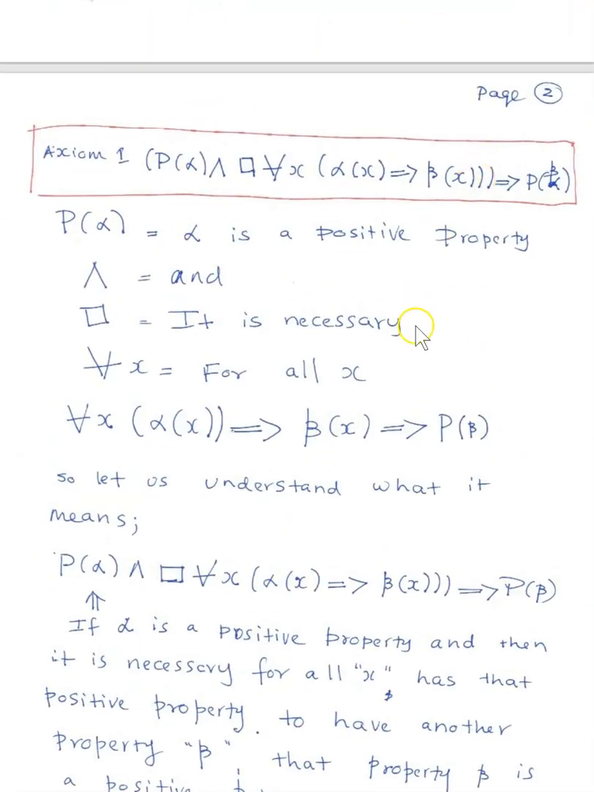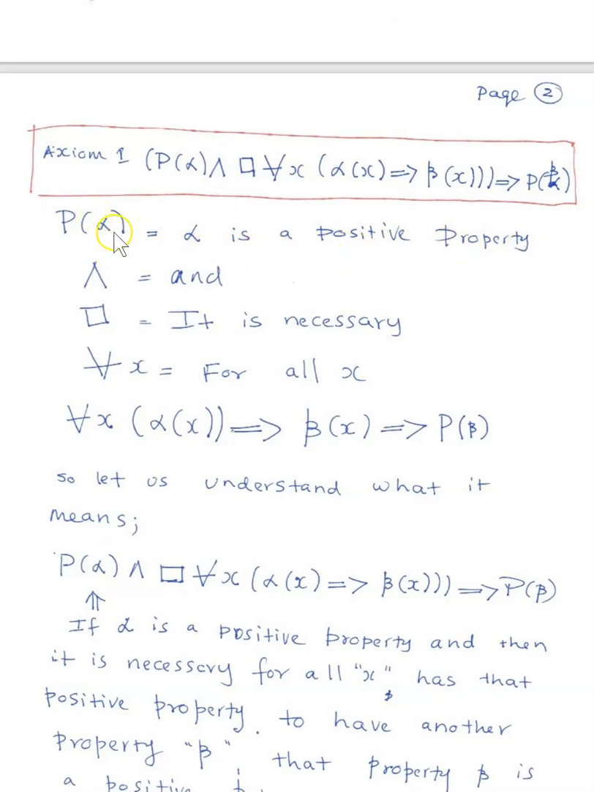Axiom 1 says: P alpha, this symbol, and this symbol, it is necessary for all x, alpha x implies beta x, and that implies P beta. So let's see what this means. P alpha means alpha is a positive property.